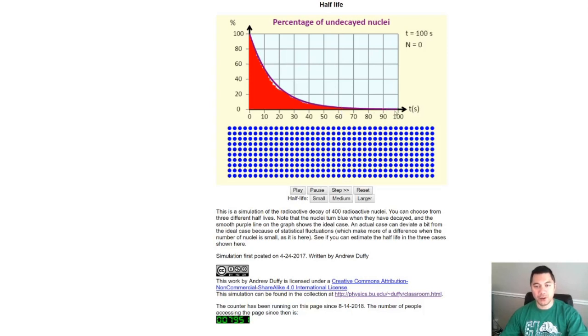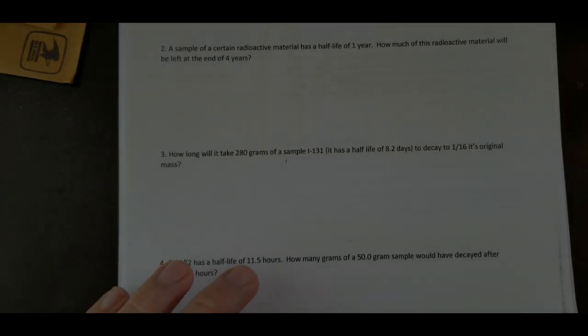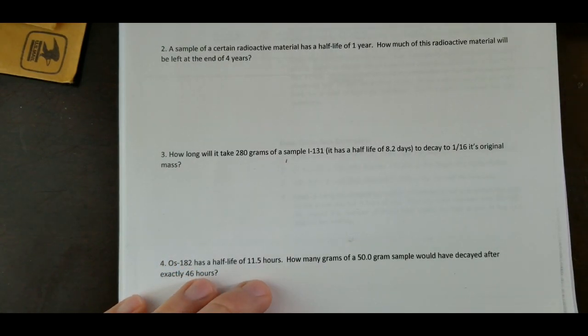And one of the things you'll notice is as we get to the end, that last nuclei takes a long time to decay. In fact, it's only because of statistical variance that the last one decays at all. Because if you keep getting a half and a half and a half and a half, you technically will never run out of nuclei.